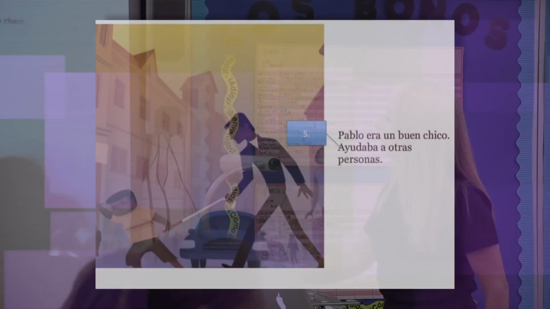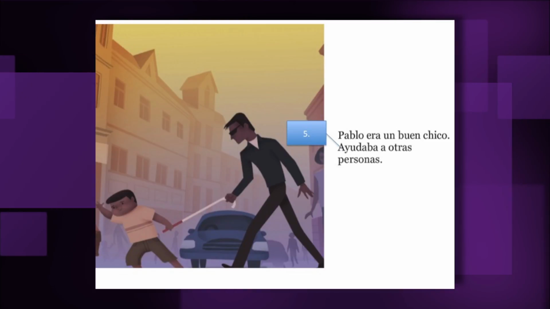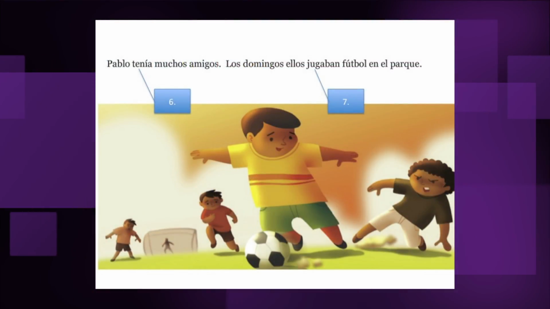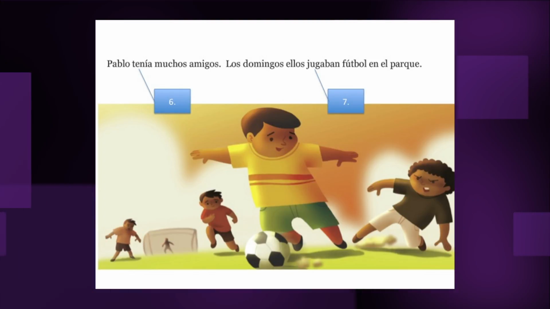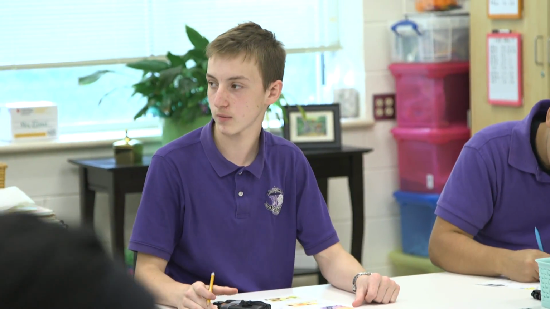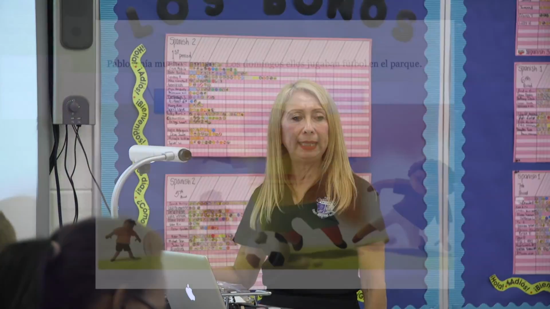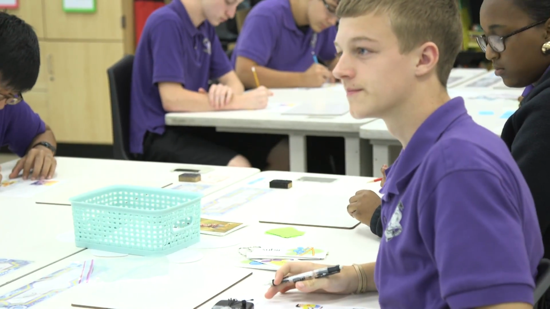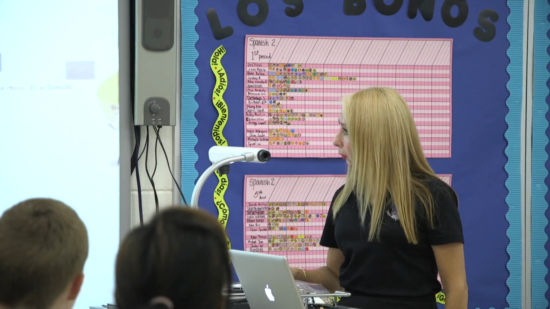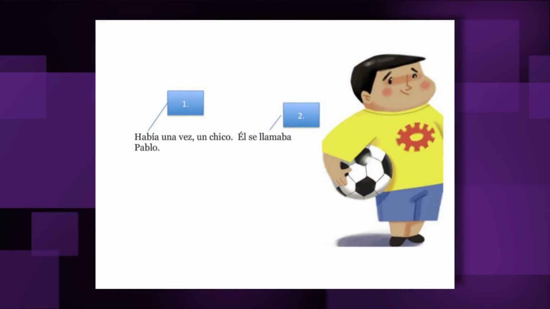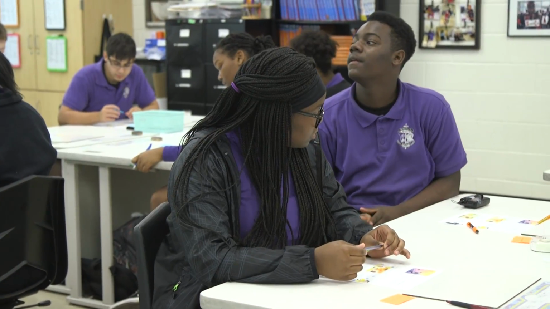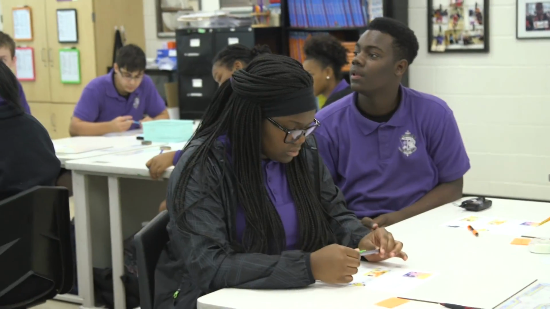What do you have for ayudaba, Josh? Ayudar, to help. Very good. Now, everybody, ayudar, to help, that will be correct, okay? So in the second part, second picture, in the bottom, what do we have for this verb? Tener, to have. So we're going to go to the next one. Number 7 is jugar, to play. Very good. So that was correct. We're going to move to the next picture. And somebody else who didn't say before, Esteban, could you? Hablar, to speak.